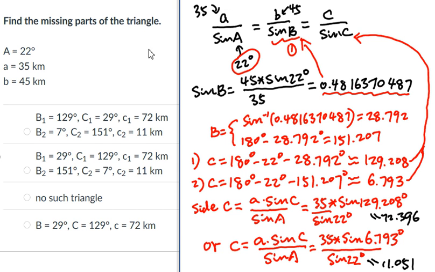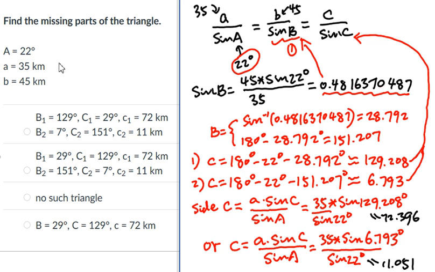Okay, let's look at this question. We want to find the missing parts of the triangle given those three conditions. We know here what is missing. You are given one angle, and you need the other two angles, B and C. A is given, right? You need side C because sides A and B are given.